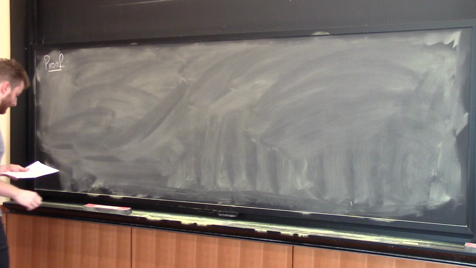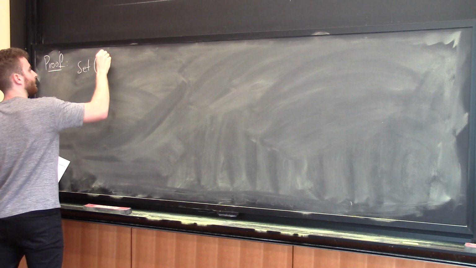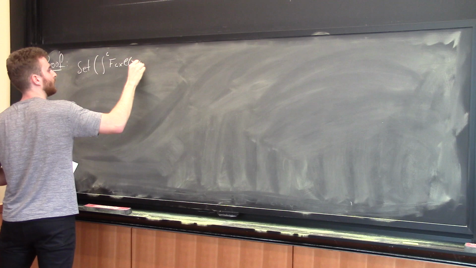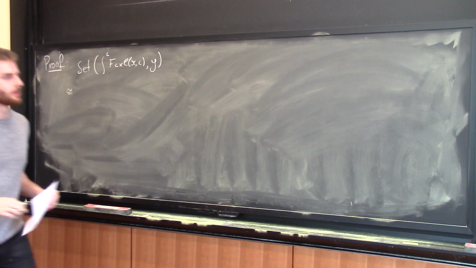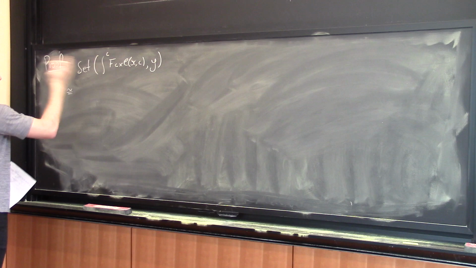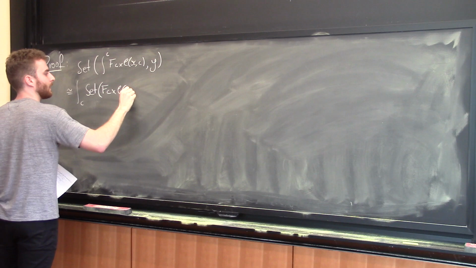Let's take the right-hand side of that isomorphism and try and simplify things. So let's start with maps like this. Let's look at all of these maps into some set Y. The first thing we can do is apply this corollary to pull the coend outside, turning it into an end. So we're taking the end over C of the maps from this F of C cross C into Y.